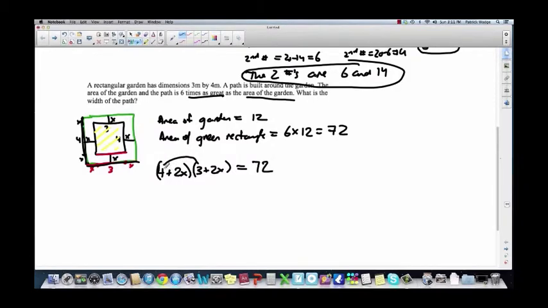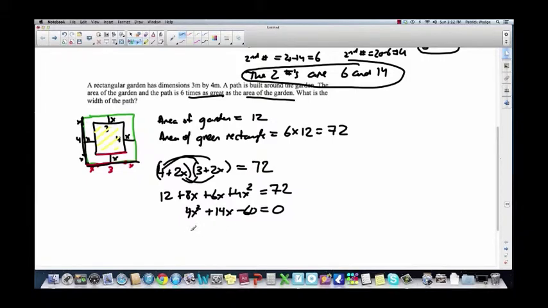4 times 3 is 12. 4 times 2x is 8x. 2x times 3 is 6x. 2x times 2x is 4x squared. And we have 72. Let's put this in descending order. So we'll put 4x squared first. Combine the 8x and the 6x to get 14x, and then we get 12, but we're going to bring the 72 over and take away 72, so we're going to get negative 60 equals 0.